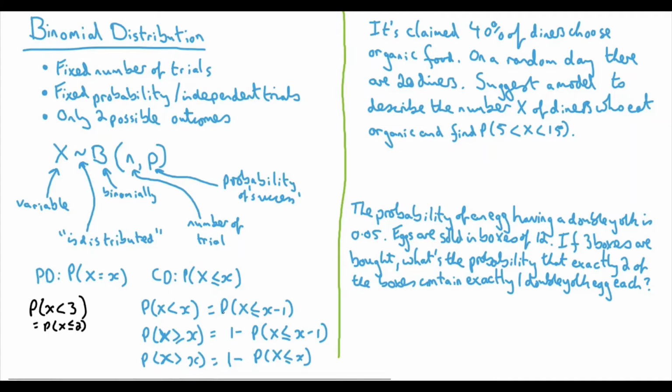If the question instead is saying greater than or equal to, what you're going to do is 1 minus, because the probabilities all added up are going to have to equal 1, because that's a certainty. So if you take away from 1 the opposite probability, that leaves you with this one. So 1 minus the probability that X is less than or equal to x minus 1. So let's just say that this had been a greater than or equal to. This then beneath would have been 1 minus the probability of X being less than or equal to 2.